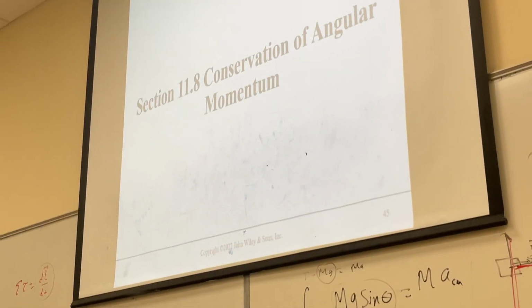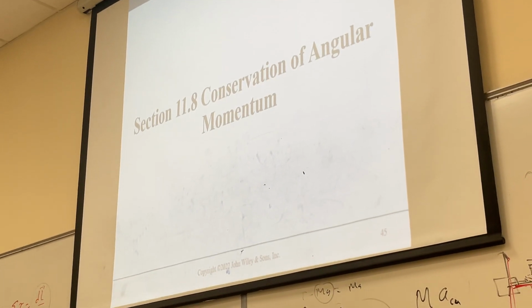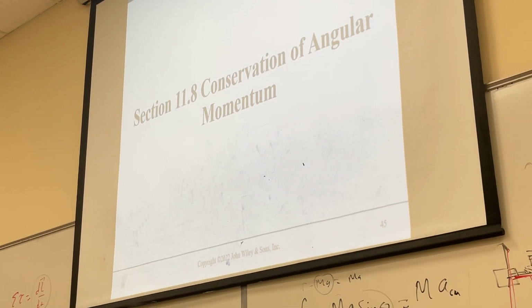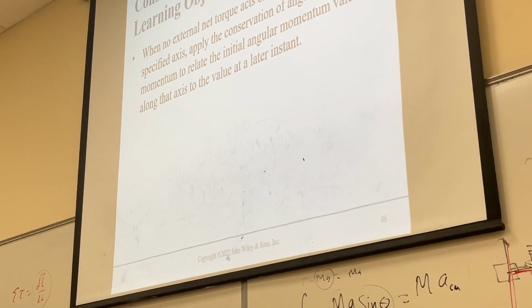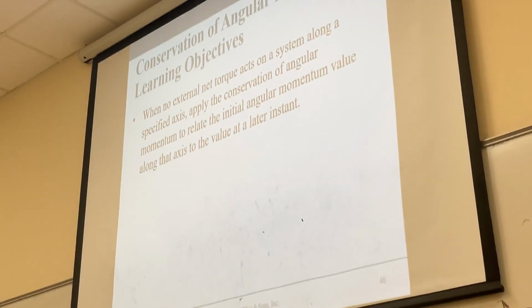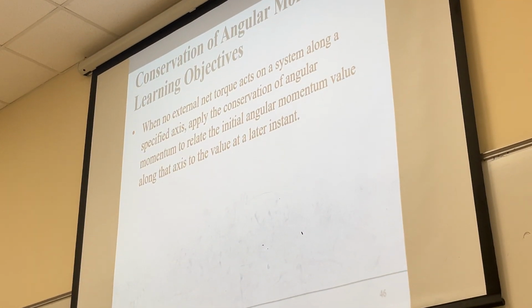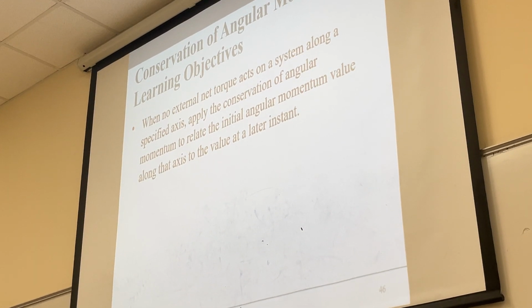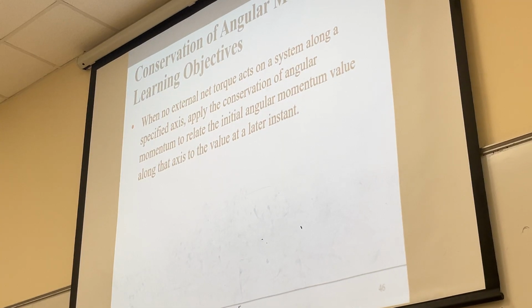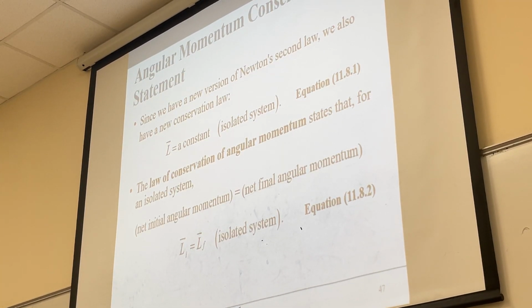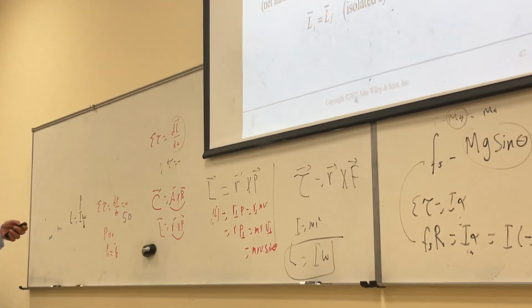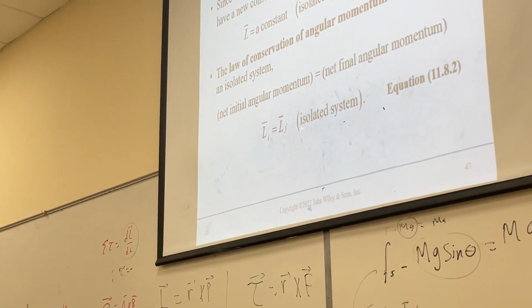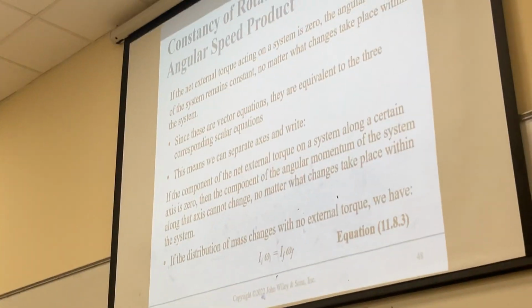Conservation of angular momentum, I already talked about that. When the sum of the torques is equal to zero, then angular momentum is conserved. When there's no net external torque acting on the system along a specific axis, we apply conservation of angular momentum to relate initial and final angular momentum about that axis. So L is constant. If this is zero, then L is constant, and L initial is equal to L final. This is the conservation law.